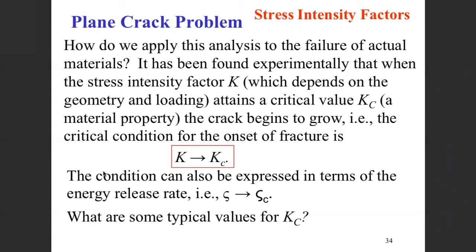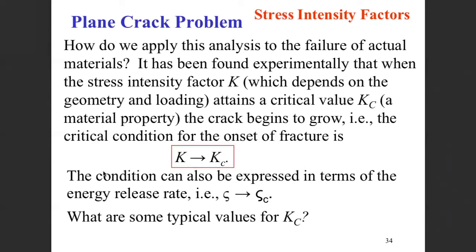But again, if we think of it within the principle of similitude, really what we tend to use this for is we know when a crack starts growing in a standard test. When are we going to get a crack that grows in our weird geometry?